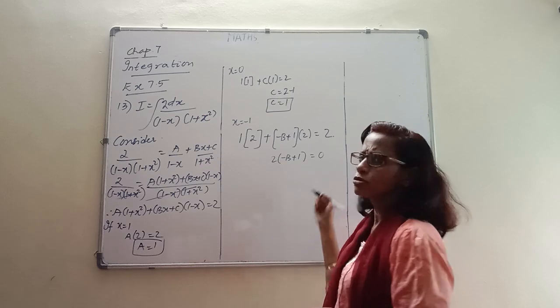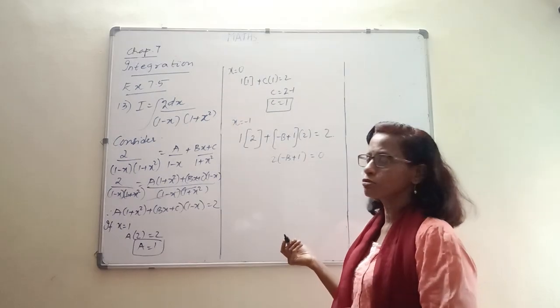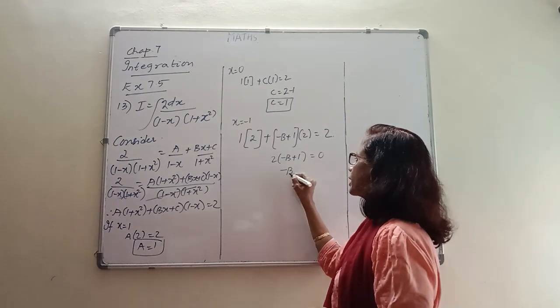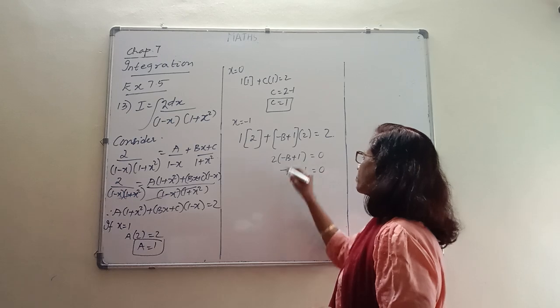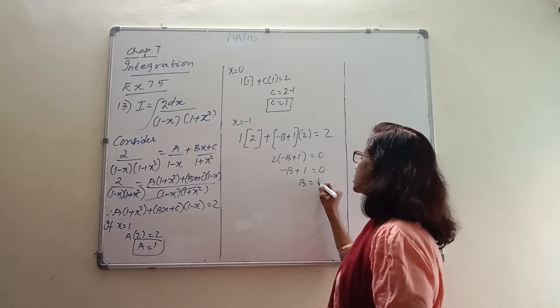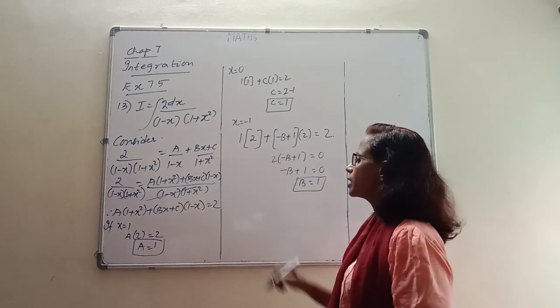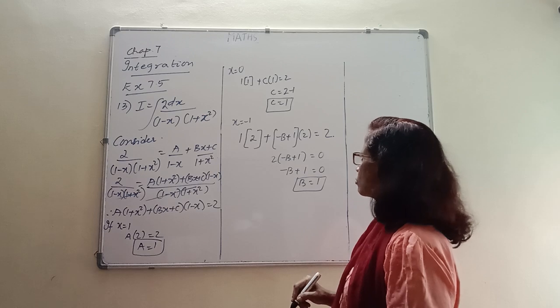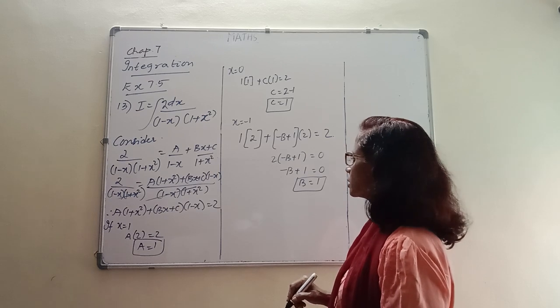And let's bring this 2 also on the other side, dividing both sides by 2, so that will also vanish. So we'll get negative b plus 1 as 0. Bringing b to the other side, we get b as 1. So b is 1, c is 1, and a is also 1. Is it?